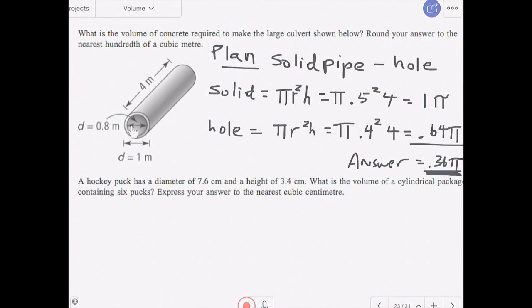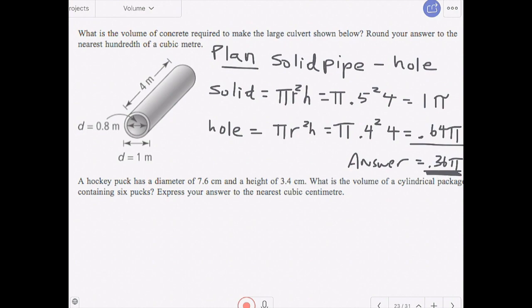As for the hole, it has a diameter of 0.8, which means the radius is 0.4. So I use pi r squared times H again, replace the radius with 0.4. The height connects the bases together. The height is 4. So 0.64 would be the volume of the hole, and then subtract the hole from the whole entire object, or take the hole out of the object, subtracting the 2 gives you 0.36 times pi.